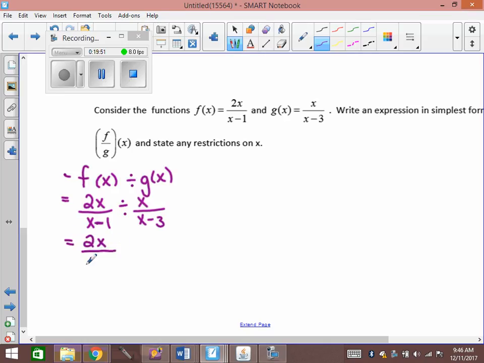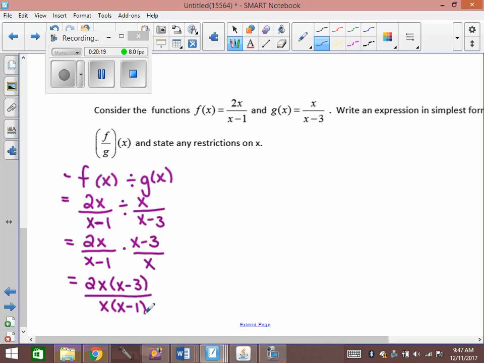So you get 2x over x minus 1 times x minus 3 over x. And then you just multiply the numerators together and the denominators together. These x's cancel, but I would never cancel them off first, because that's actually an NPV, right? So that's going to restrict your domain. So don't go crossing these x's off until you've stated your restrictions. So you're going to get 2x times x minus 3 over x times x minus 1.